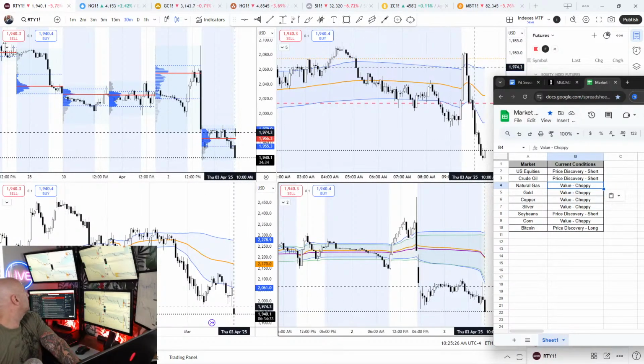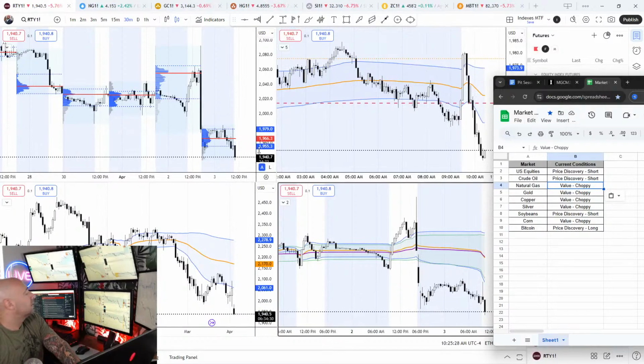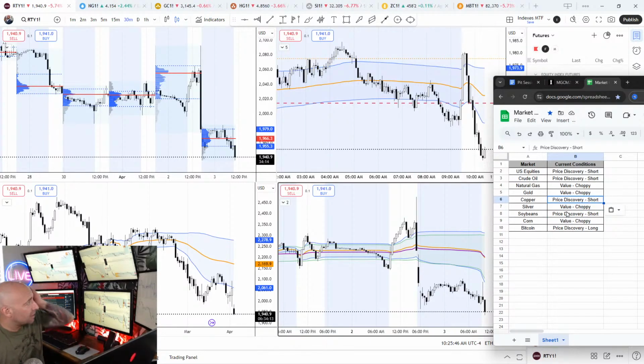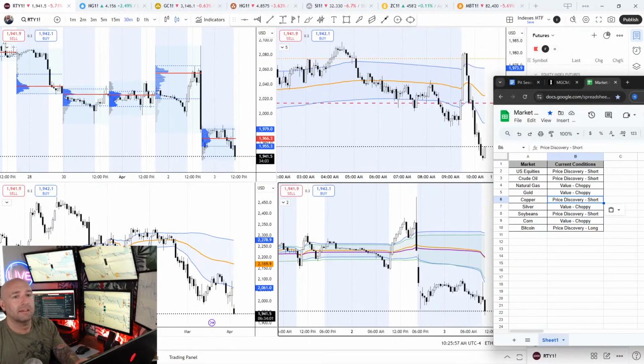Gold has been value choppy. Copper's still in price discovery short. Silver's returning to value. But these things are so volatile, there's not very good confluence because it's returning to value on the session VWAP. And look at that. This might be a good place to go long silver, guys. I'm gonna miss it.